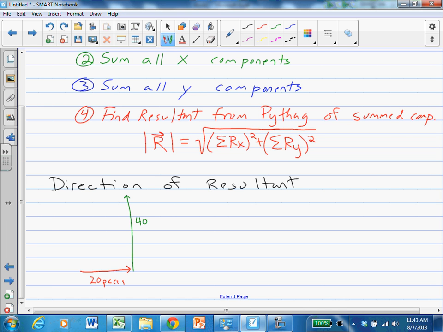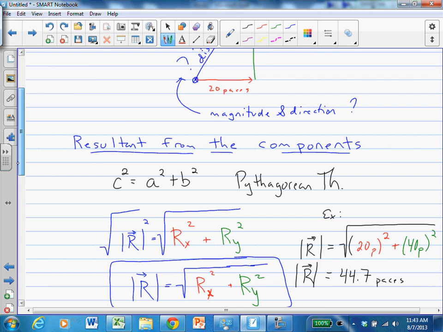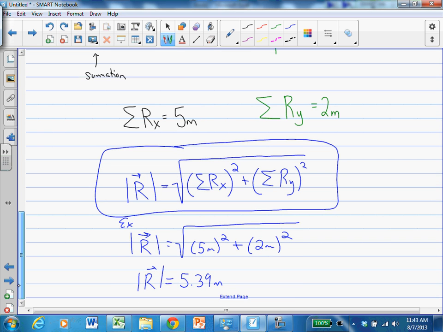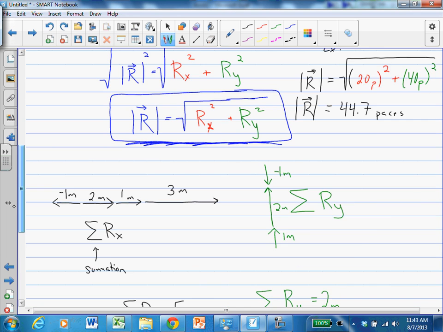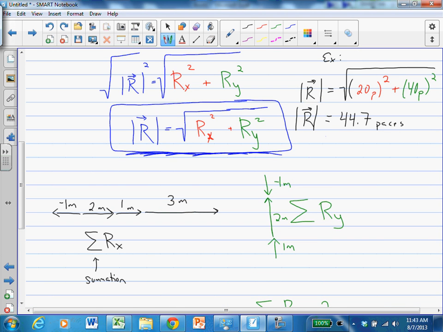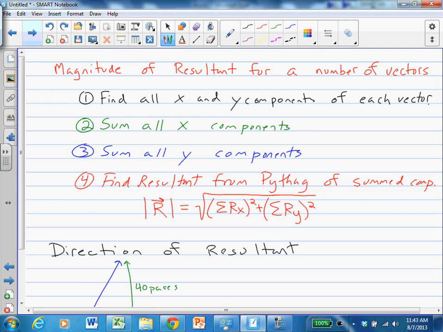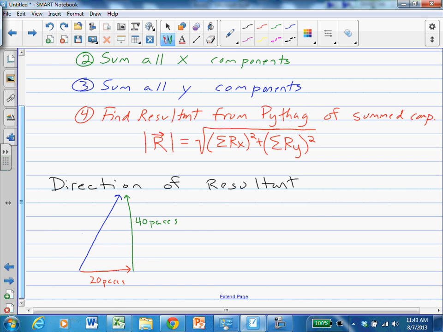We found the value of the blue. It was 44.7 paces. But the question is, what is this theta value? That would give us our direction. How do we find that?